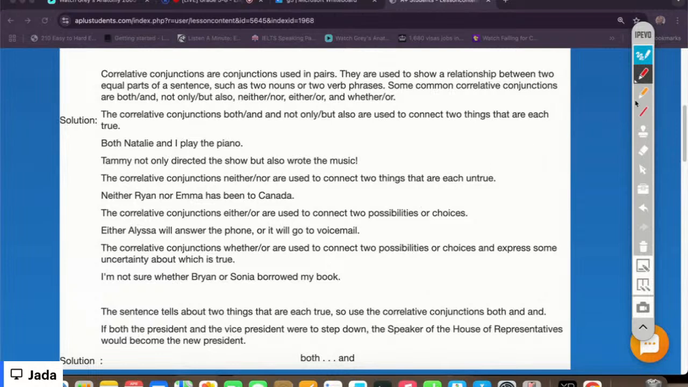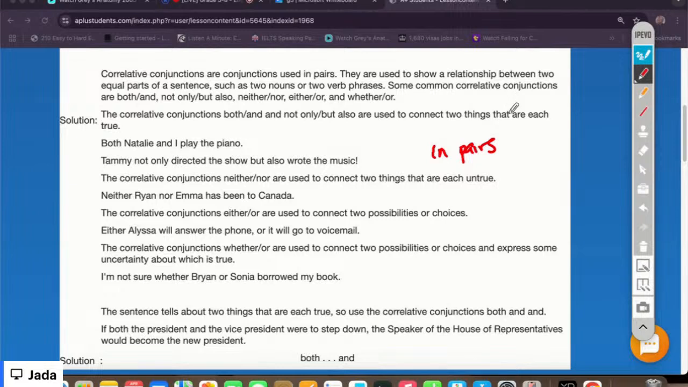All right, so we will start now. Correlative conjunctions are conjunctions used in pairs. They are used to show a relationship between two equal parts of a sentence, such as two nouns or two verb phrases.